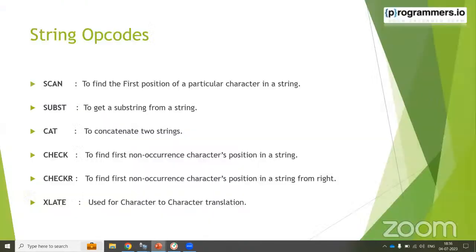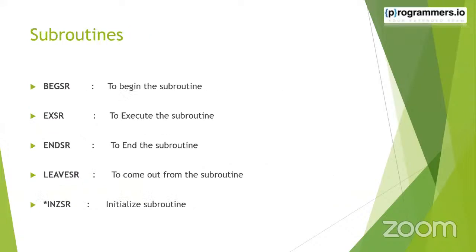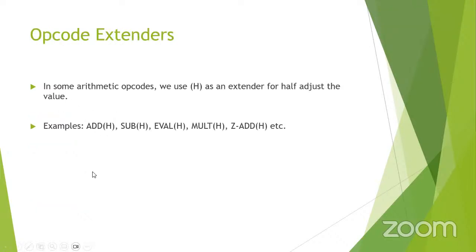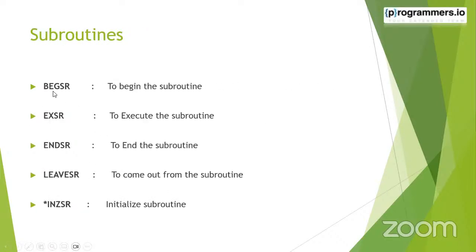Then move to the subroutines. Subroutines are like functions. Whenever we want to execute them, we can just call them and it will execute the same things. So first, if we want to begin our subroutine, we'll just use the BEGSR, begin subroutine. If we want to execute our subroutine, we will just use the opcode EXSR. And if we want to end our subroutine, we'll just write the ENDSR. And if from the middle of the subroutine we want to come out of that, we'll just use the LEAVESR.